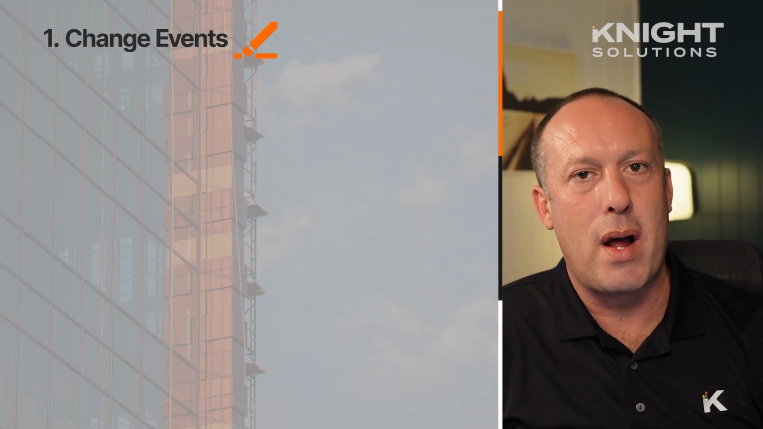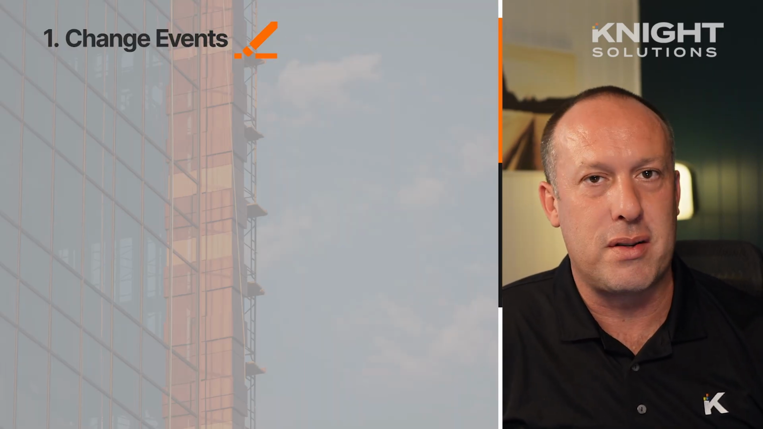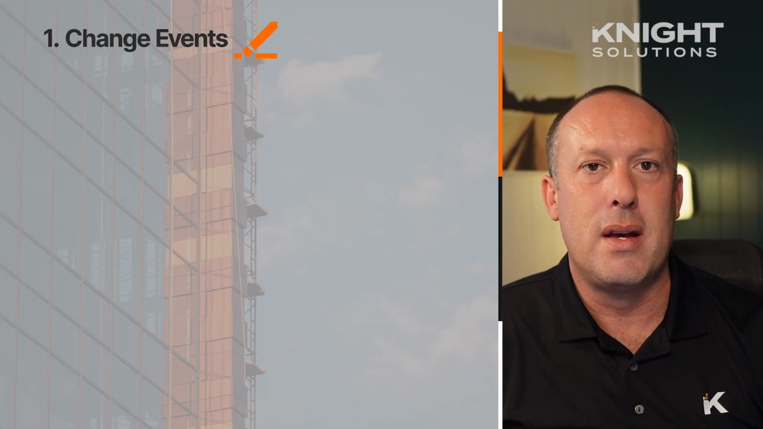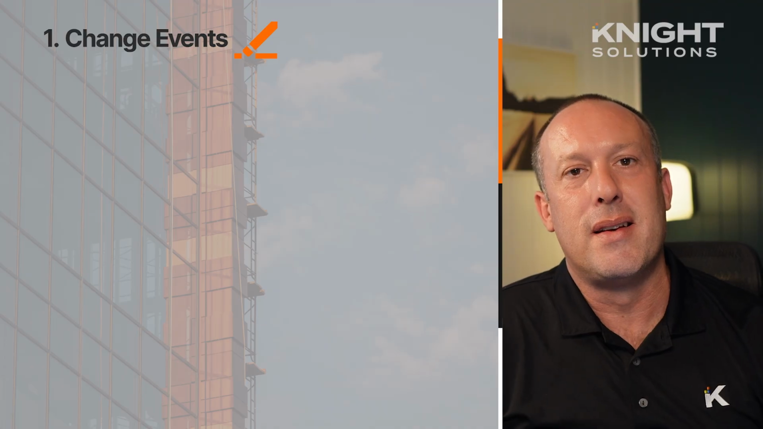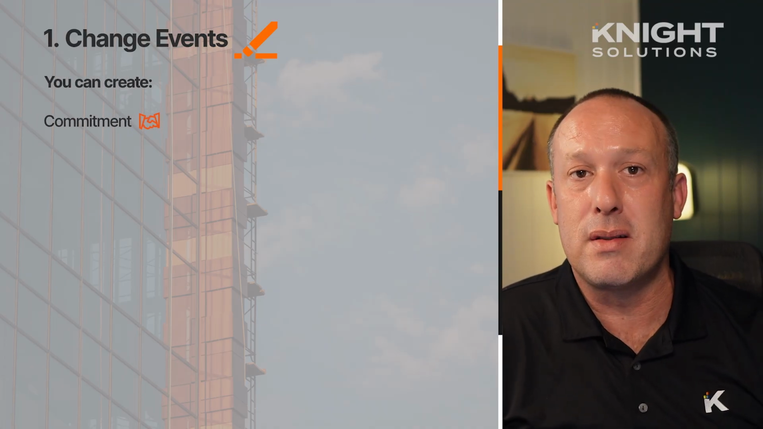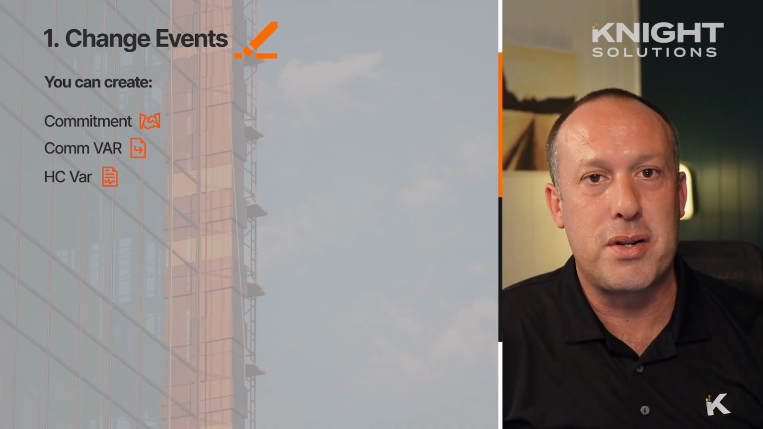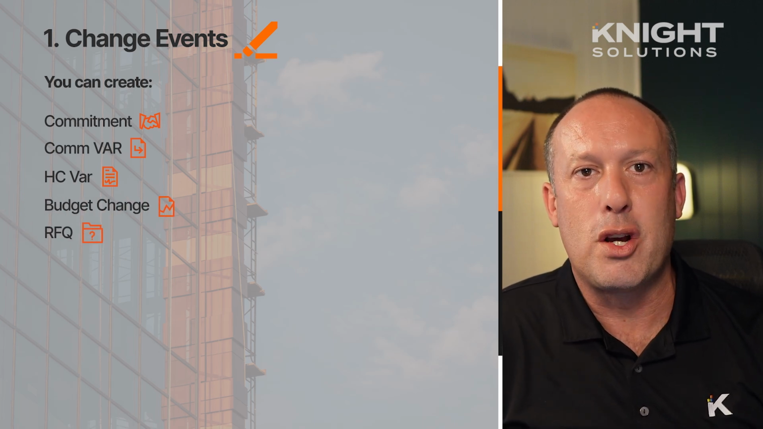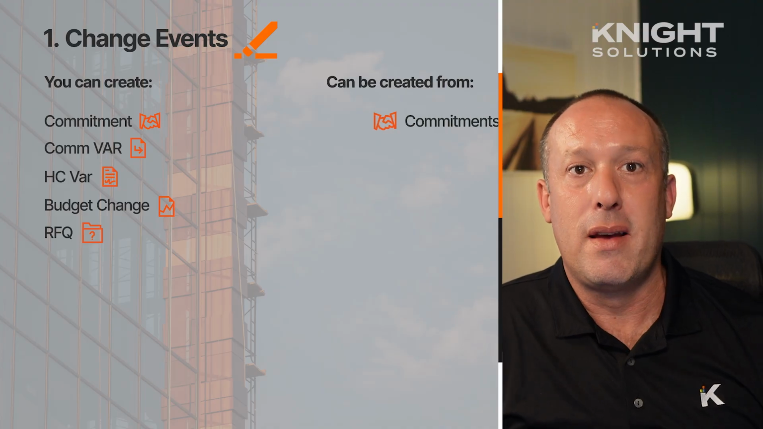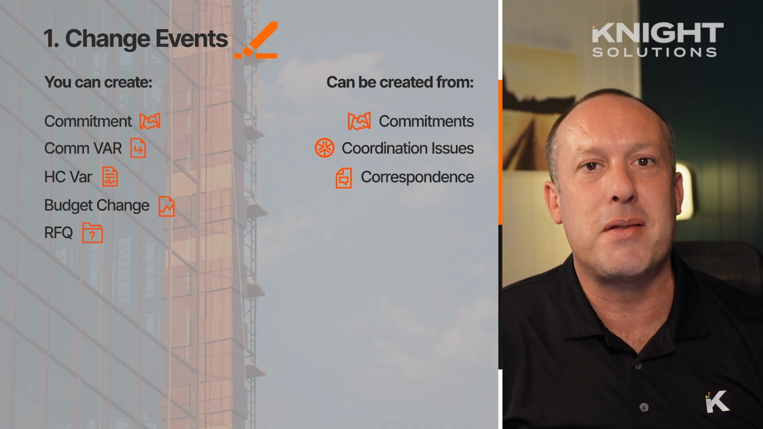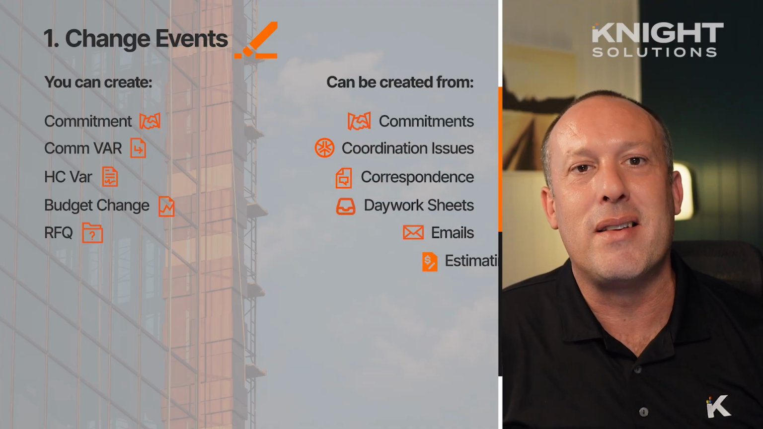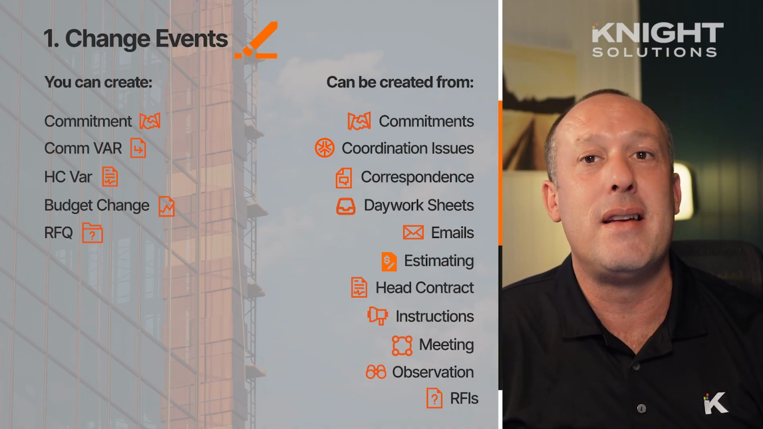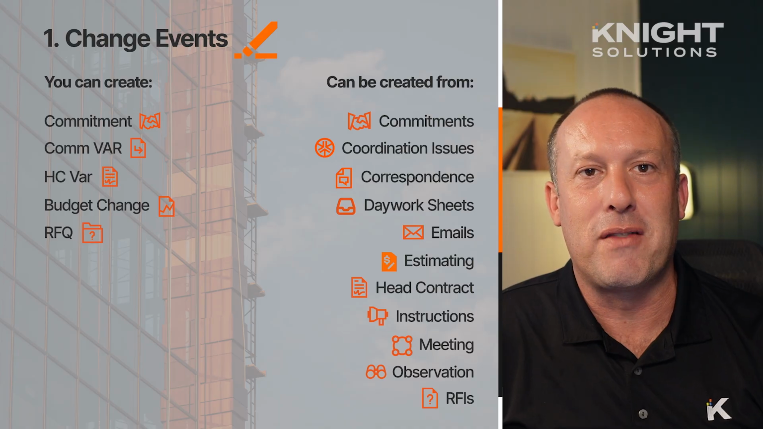And coming in at number one, and if you've got the financials, you'll know this is no surprise, the winner is change events in terms of being the most connected tool in Procore. Let's run through that list. From change events, you can create commitments, commitment variations, head contract variations, budget changes, and request for quote. And you can also create change events from commitments, coordination issues, correspondence, day worksheets, emails, estimating, head contract, instructions, meetings, observations, and RFIs. It's quite the mouthful.